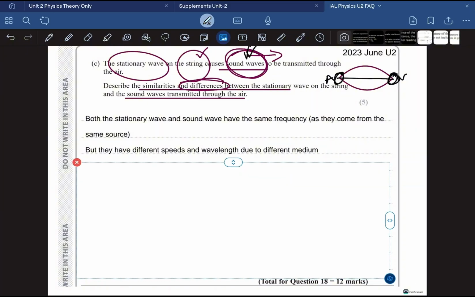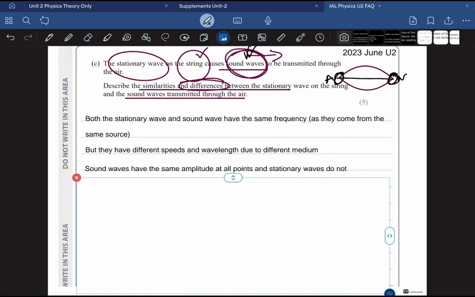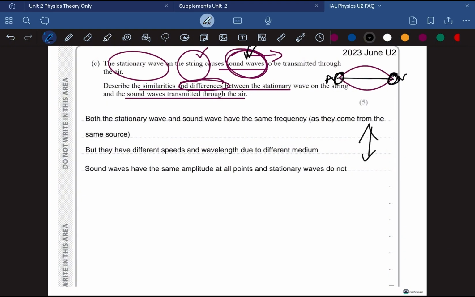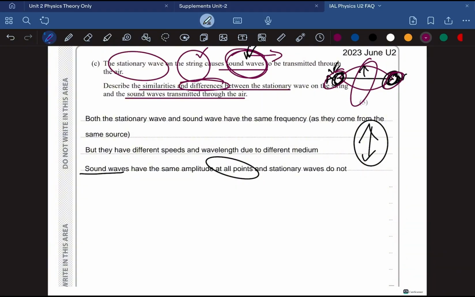Okay, the next point is that sound waves have the same amplitude at all points and stationary waves do not. The sound waves are longitudinal waves, so they will have the same amplitude of vibration while moving, but the stationary wave has no amplitude right here, but it has an amplitude right here. It also doesn't have any amplitude right here. So at all points the sound will have the same amplitude, but in the stationary wave at different points, let's say here, here, or even here, they have different amplitudes.